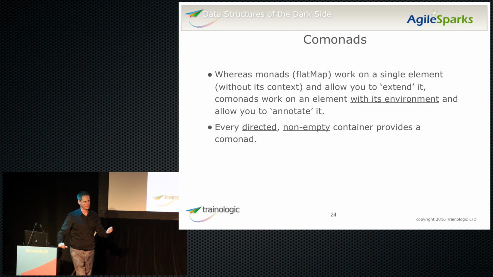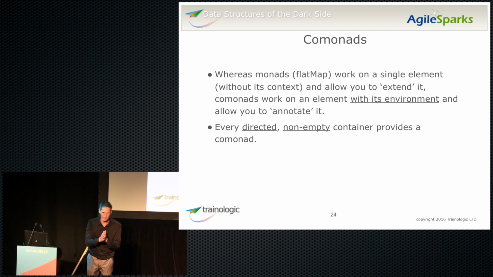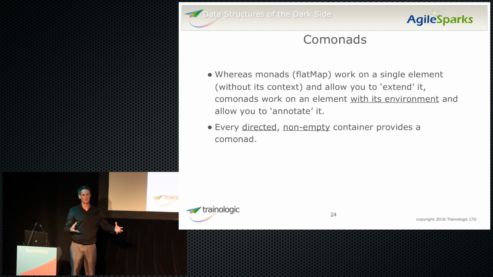If a regular monad allows me to extend for each element in my list, get a new list, and then concatenate everything, a regular monad is based on a flat map, and the flat map only works with a single element, A, from A to list of B. I'm working with an element without the context. A comonad starts with an element with its context, a StreamZipper of A, it's a focus and direction and the surroundings, and then return a value.